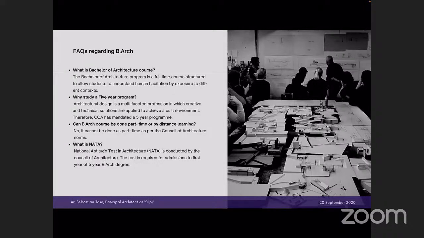So why study a 5-year program? So this is what I was saying. For getting so much information into your head, you need a minimum of 5 years, and COA stipulates a 5-year course. Some people ask whether BArch can be done part-time or through distance learning. No, so far COA, Council of Architecture, doesn't allow that. And what is NATA? NATA is the National Aptitude Test for Architects. It is the common entrance test all over India for selection into the council-approved architecture courses.